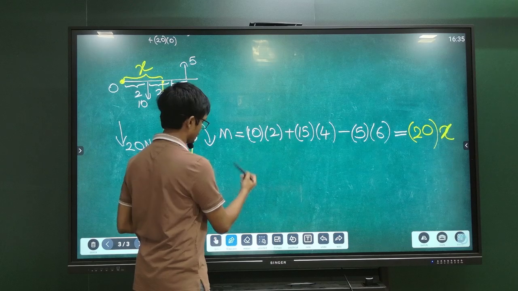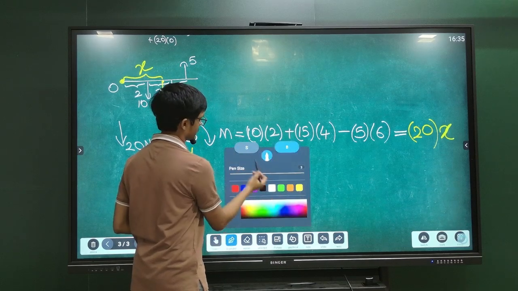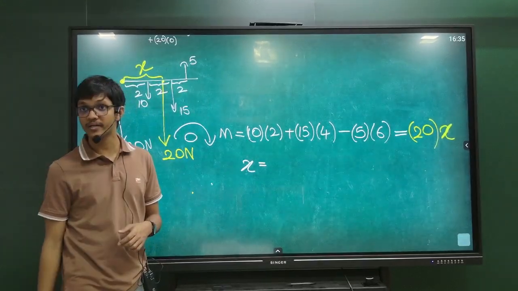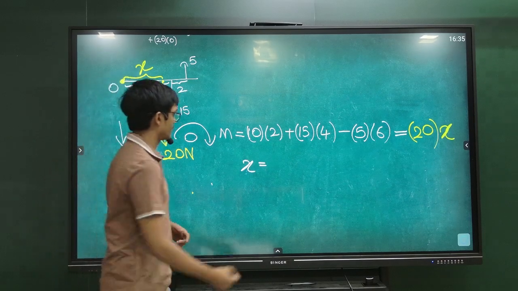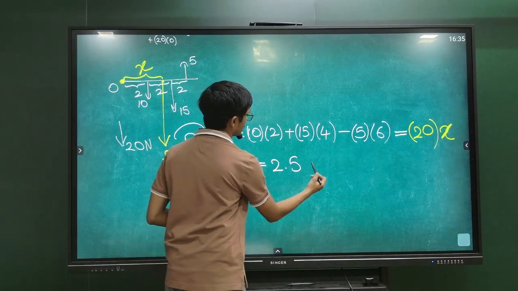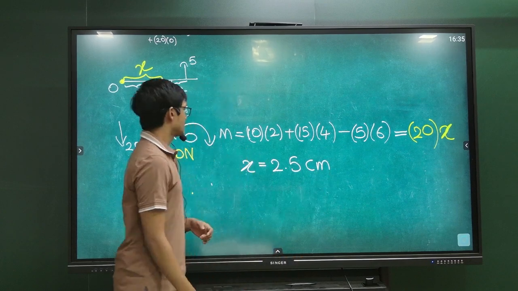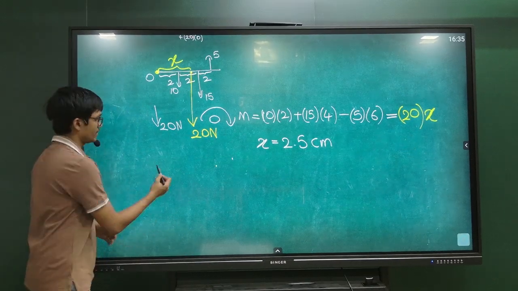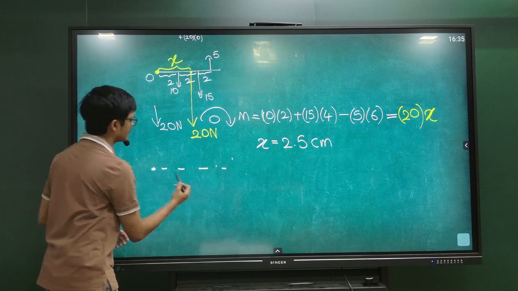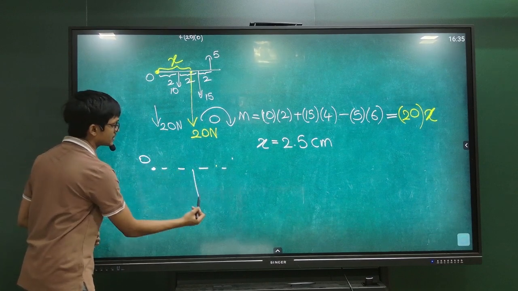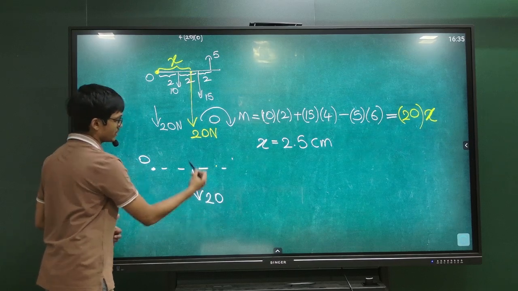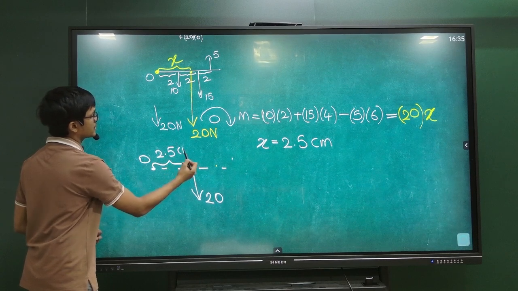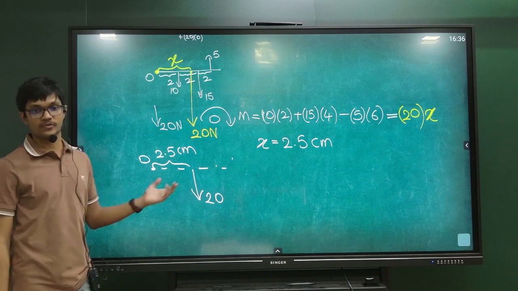What is the value of x? 2.5. X is 2.5 centimeters. That means now I have the complete answer. Resultant is 20 newtons downwards and it's acting at 2.5 centimeters from point O. Clear? Now this is a complete answer.